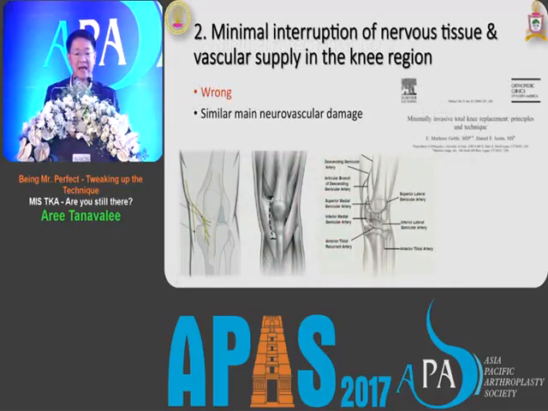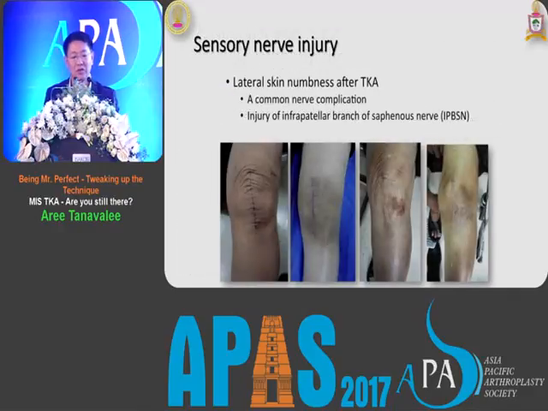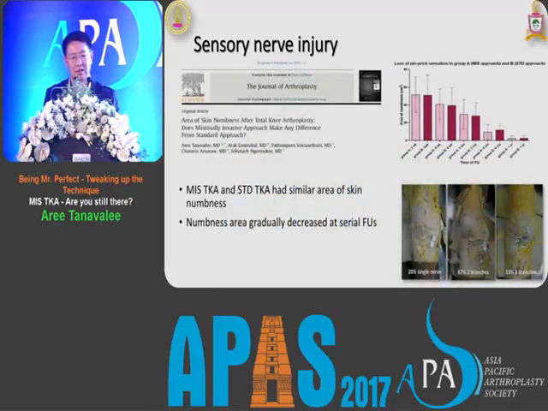And again, they say there is minimal interruption of the nerve tissue and also the vascular supply of the knee region. Again, I would say that's wrong, because most of the time you would damage one of the major sensory nerves, the infrapatellar branch of the saphenous nerve. And this is a common complication that happens to all patients, whether MIS or standard.